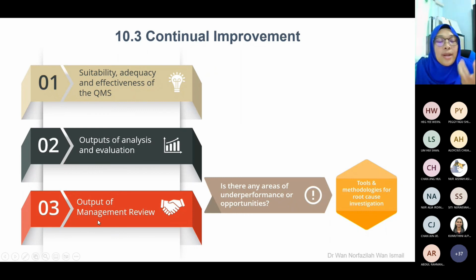Okay, and what are the outputs of management review? Looking back at the minutes of meeting from management review meeting, what are the outputs? Whether you have the continual improvement for the requirements or not. If yes, do the continual improvement. If not, then you need to identify the new methods. Okay, is there any areas of underperformance or opportunities? So you need to come up with the tools and methodologies for root cause investigation. Okay, yang ni akan balik semula kepada PDCA.